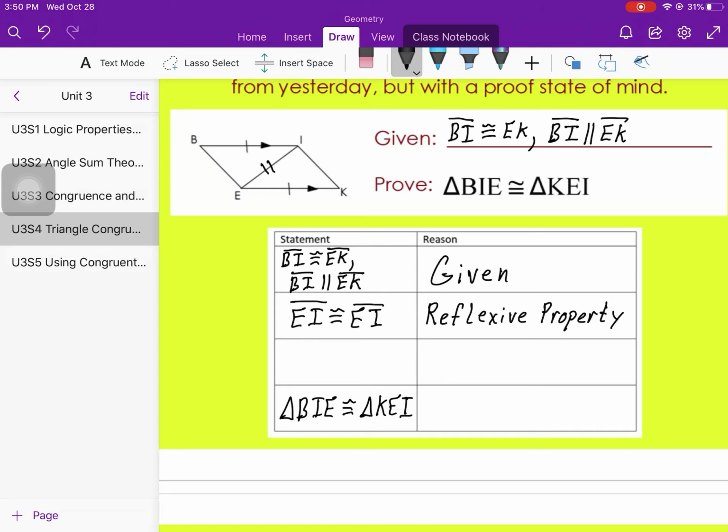Okay, so now we have 2 sides. We have side BI and EI for the top triangle, and then side KE and EI for the bottom triangle. So think about, could we find the third side? Is there any information that could justify that third side for both are congruent? Well, not from this diagram. So if the 3 sides trick won't work, then we have to look for an angle. Now remember that these 2 here, they told us that they're parallel.